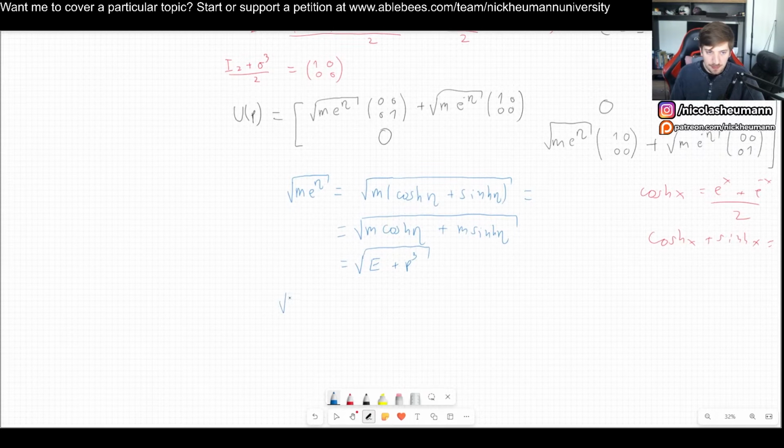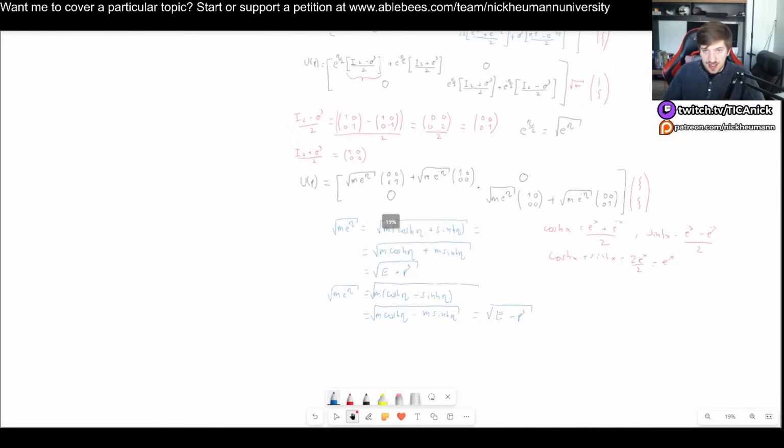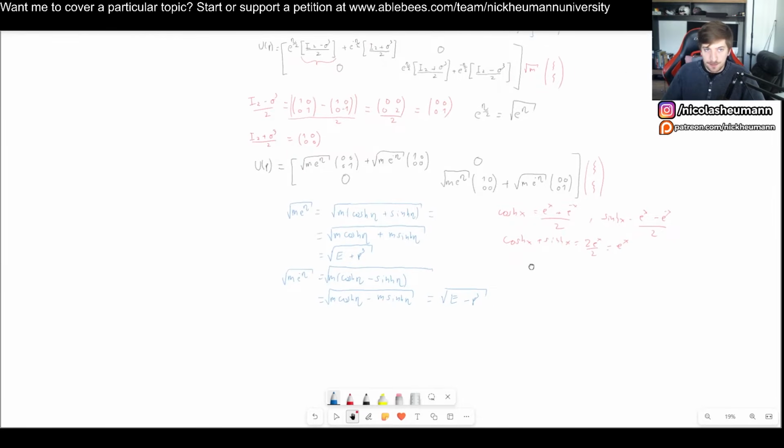So that's a lot simpler than what we had. Now we can do the same, but for m e to the minus eta. So we get m cosh eta, right? It is an even function, so the minus just doesn't matter, but it does matter in the sign. So we get a minus the hyperbolic sine of eta. So here we get m cosh eta minus m sinh eta inside of the square root. So here we get E minus P3. Okay, knowing all of this, we can now go back to that expression over there, to our U of P. So plug in.